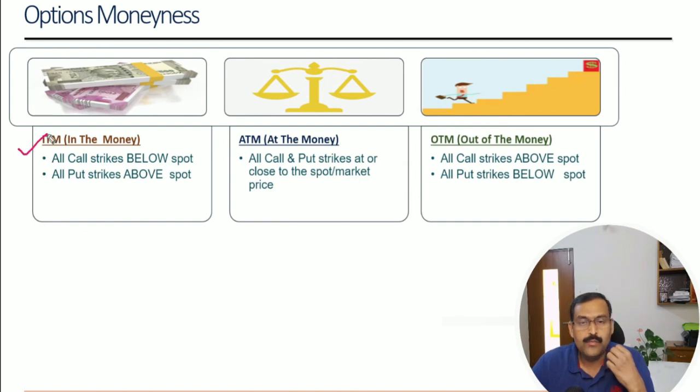All the in the money options do have a value and they need to be exercised and settled. And at the money options also do have a value based on the premium. They also need to be settled. And all the out of the money options, whether it is a call option or put option, do not possess any value and they expire worthless.